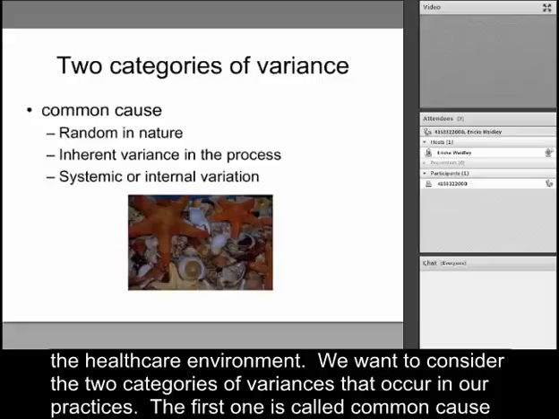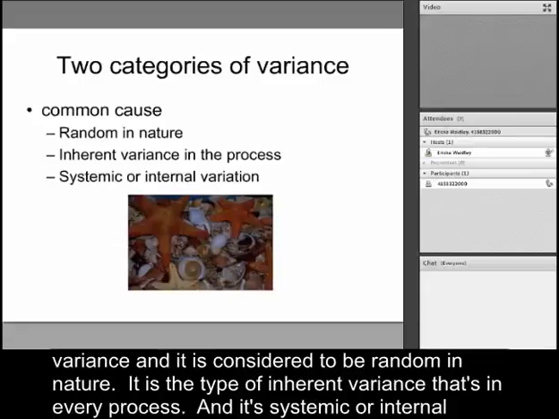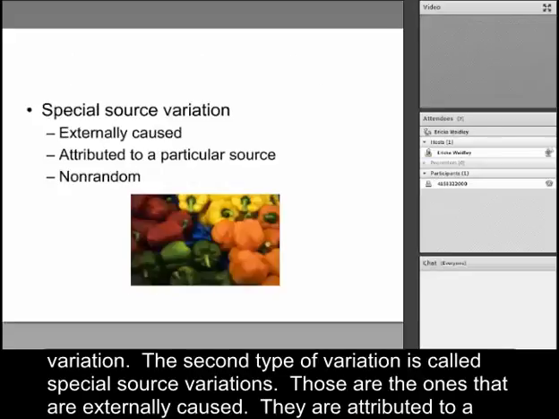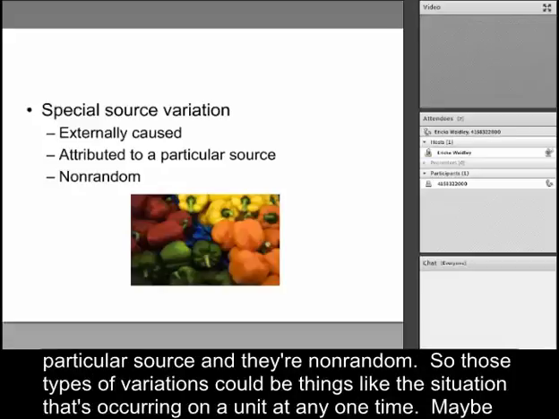We want to consider the two categories of variances that occur in our practices. The first one is called common cause variance, and it's considered to be random in nature. It is the type of inherent variance that's in every process, and it's systemic or internal variation. The second type of variation is called special source variations. Those are the ones that are externally caused. They are attributed to a particular source, and they're non-random.